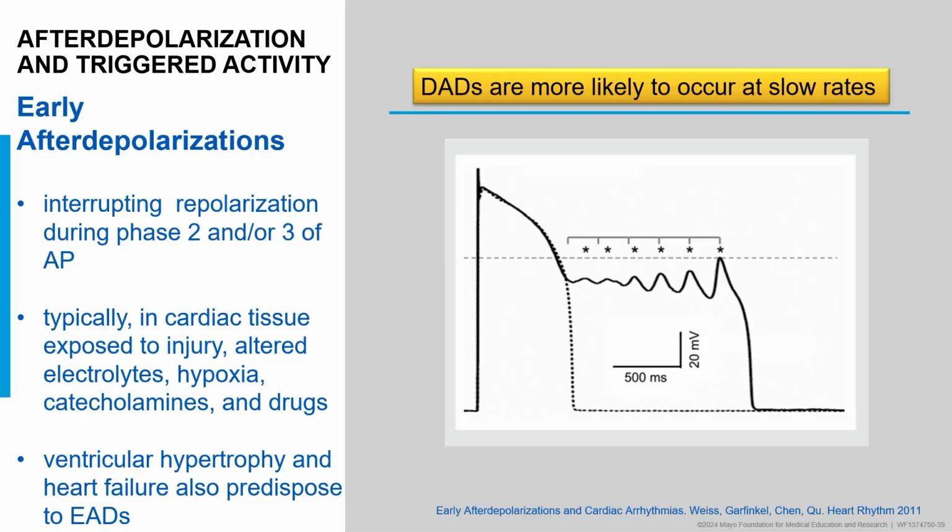The early after depolarizations are really something that you see predominantly at slow heart rates. And so that's why that is a very dangerous combination, where you have someone with a long QT or a channelopathy that's leading to that, and they are bradycardic. A very dangerous combination. You're going to prolong repolarization with those slow heart rates, and you're going to make it more likely for these early after depolarizations to occur.